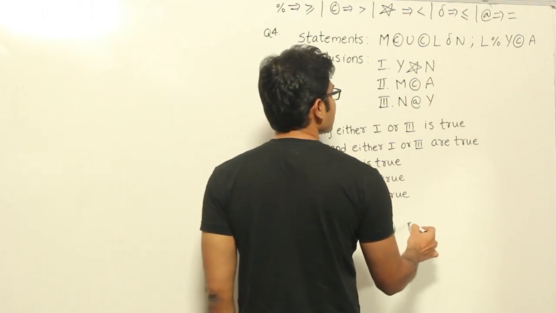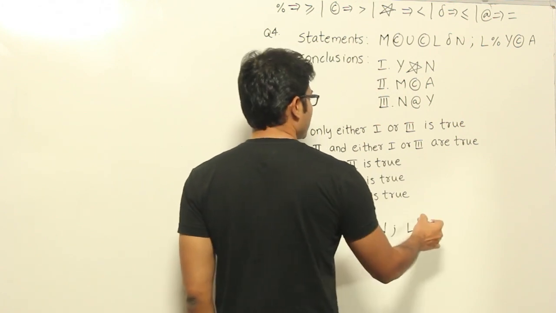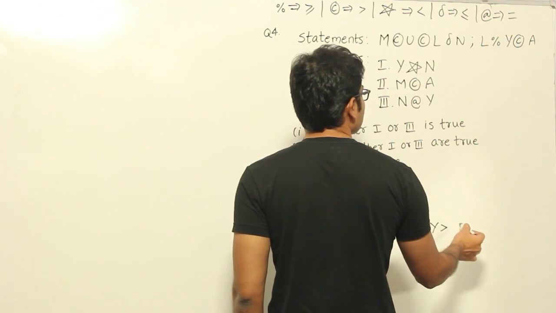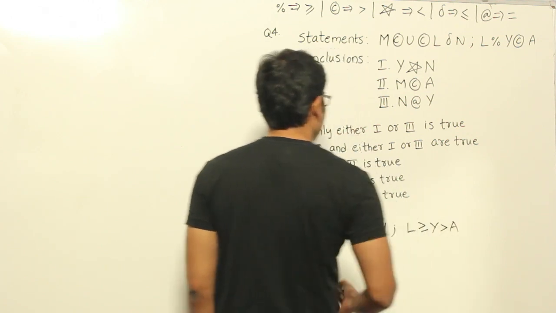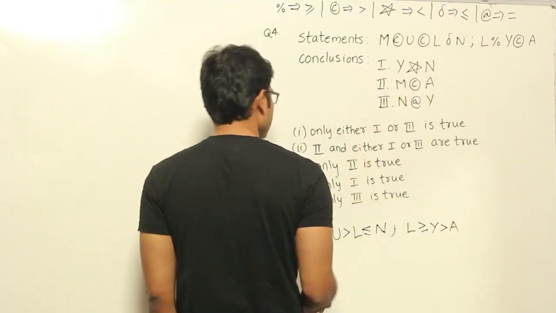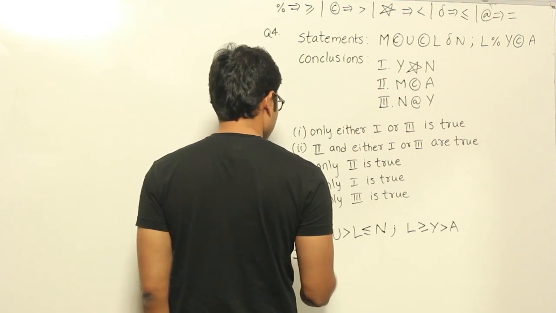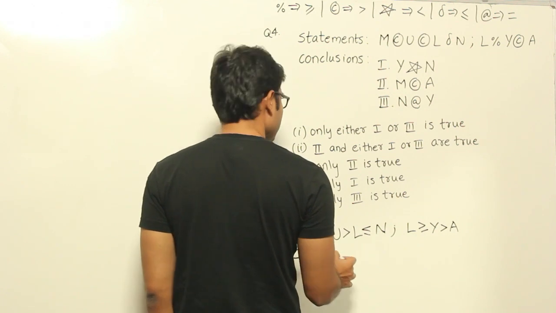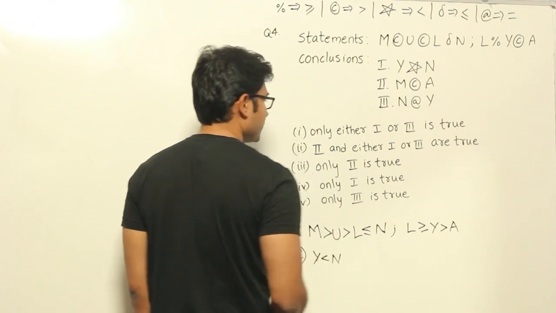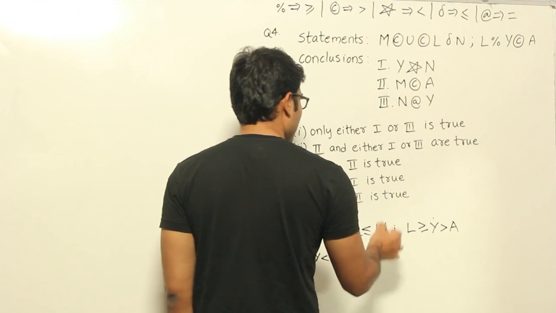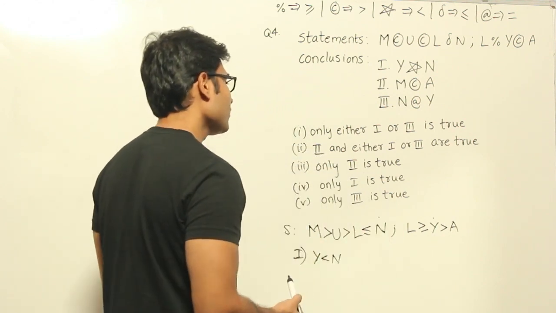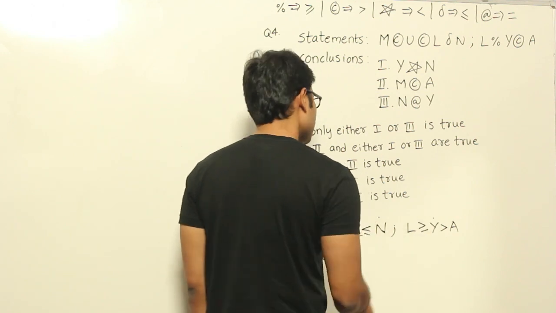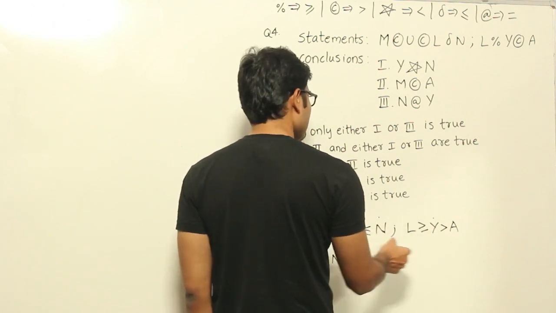And the other statement is L percentile, which means L is greater than or equal to Y is greater than A, right? And now the first conclusion is about Y and N. Okay, so they are saying that Y is less than N. Now if you observe here, Y is here and N is here. Now what is the relationship between Y and N? So in order to get the relationship between these two, I have to combine these two statements. Now the intersection point here is L.